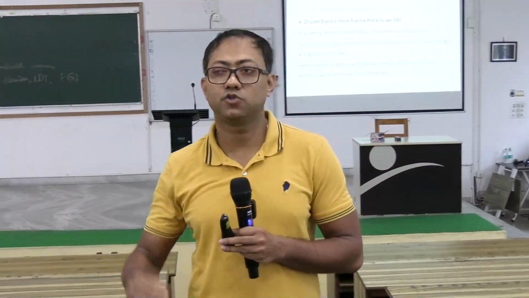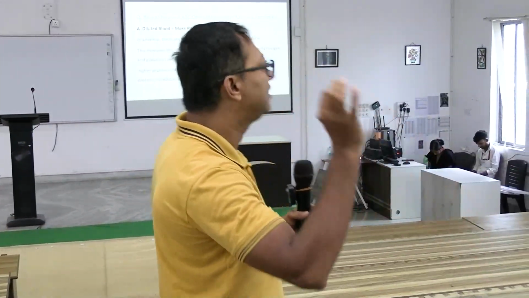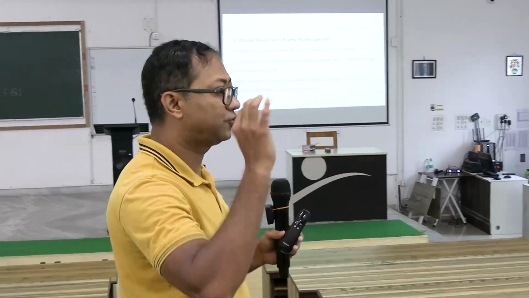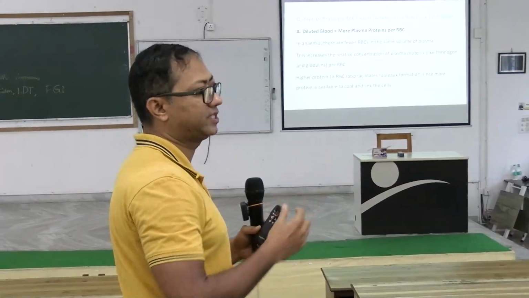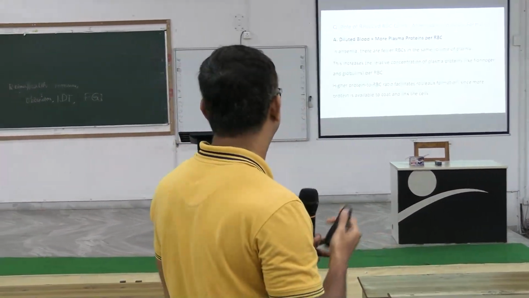Getting my point? If RBC decreases, then the protein per RBC is higher, right? So this is why it is easier to form the rouleaux formation in anemia, right? So let's see what is happening.